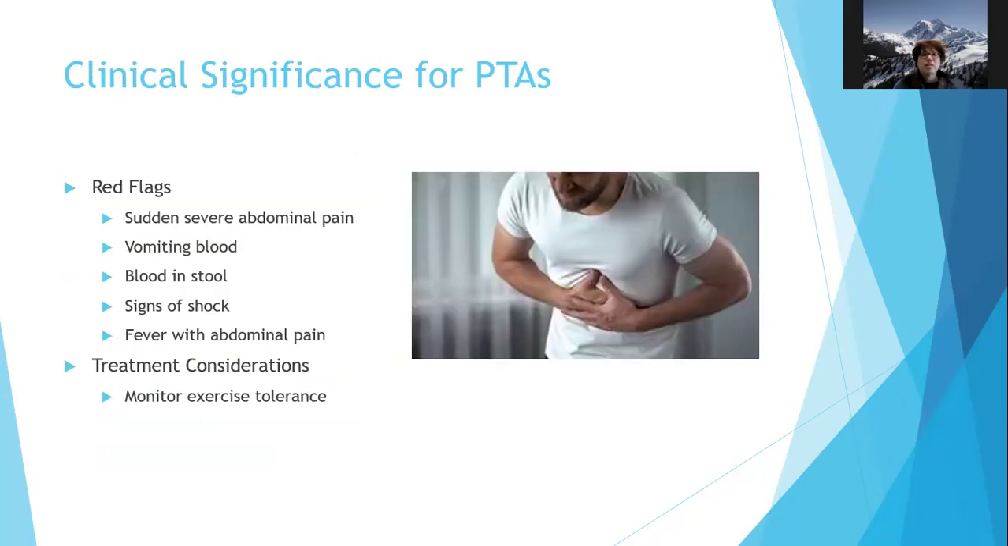So for us, our red flags are severe abdominal pain, vomiting blood, that's never good, blood in the stool, signs of shock, and fever with abdominal pain, those two things together. So we're going to monitor their exercise tolerance, and they might have a lower exercise tolerance if their nutrition is compromised because of these digestive disorders.